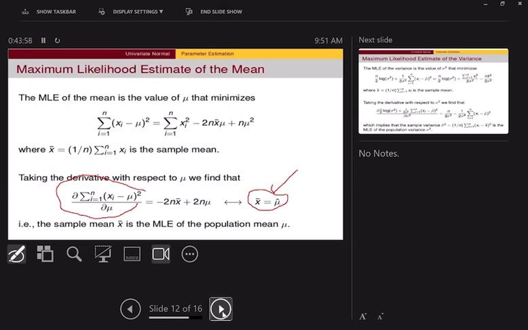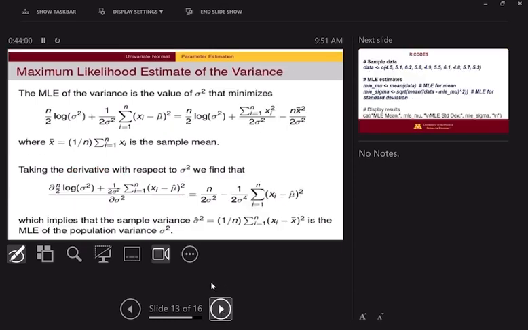Now we're going to do the same for the variance. We differentiate with respect to sigma, and at the end of the day, this is what we got. And that's how we know the formula of the variance.